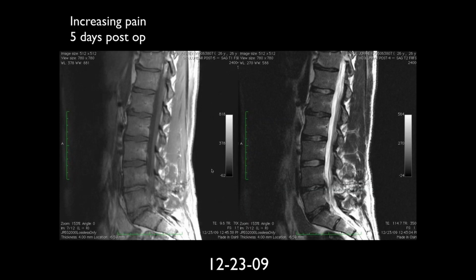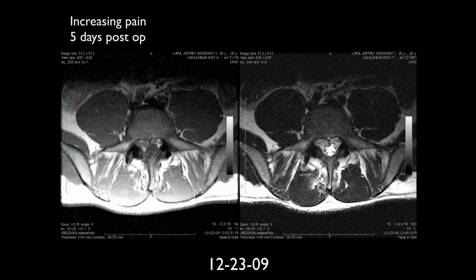This is 5 days post-op. There's a lot of soft tissue posterior to L4-5. Yeah, posterior L5 especially. Here's the area of the surgery. Yeah, that's what I'm talking about. Some soft tissue there, epidural. So everything's going on here. That looks like infection probably.